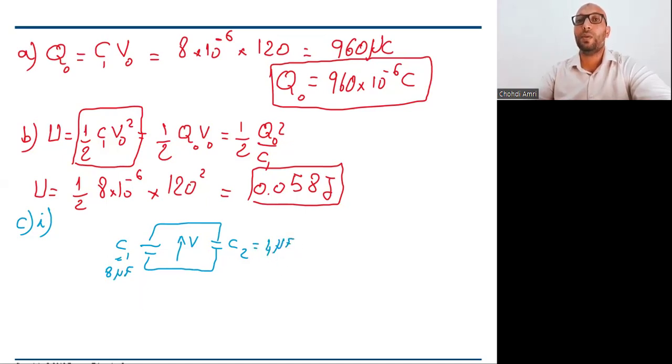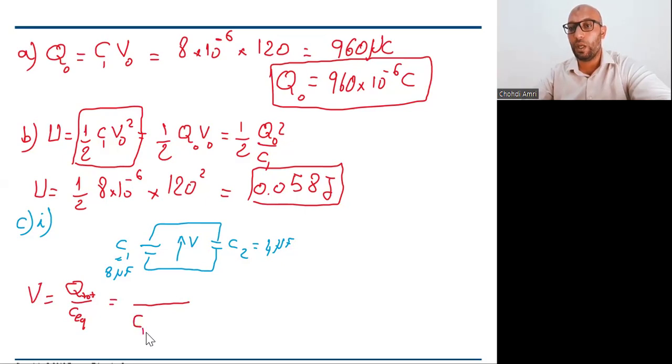Now these two capacitors are connected in parallel. The two sides of the capacitors are connected to each other. So we can say that delta V or V equals Q total divided by C equivalent. Since they are connected in parallel, C equivalent will be their sum, so we can write C1 plus C2. And what happened to this charge? They are connected in parallel.